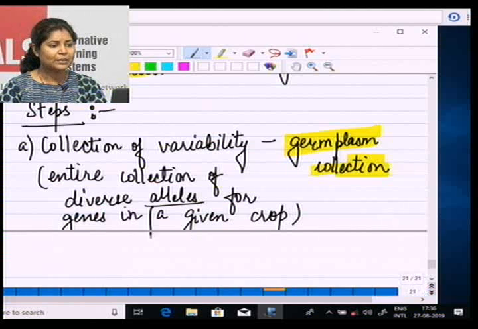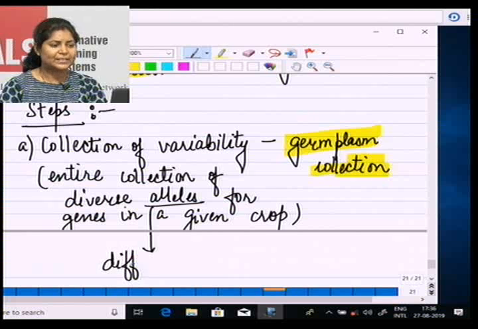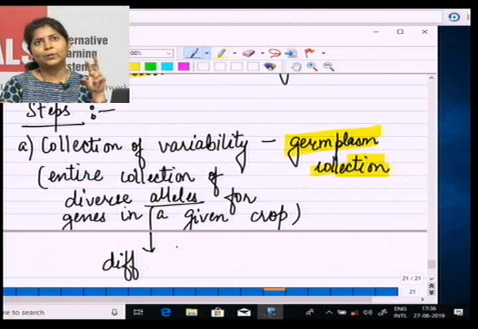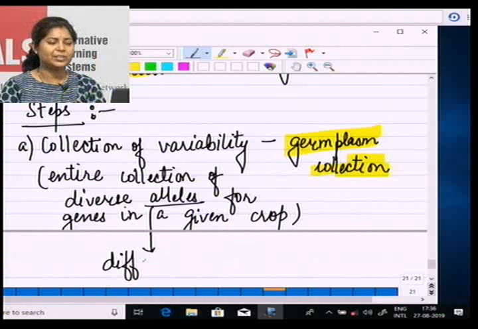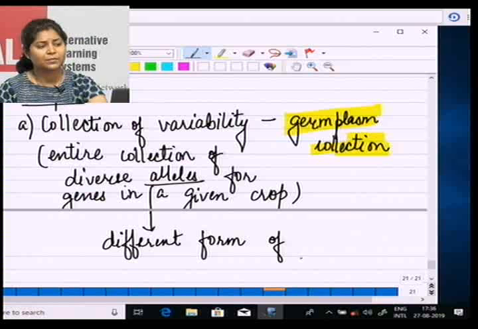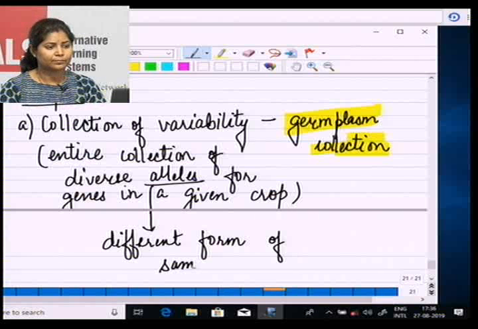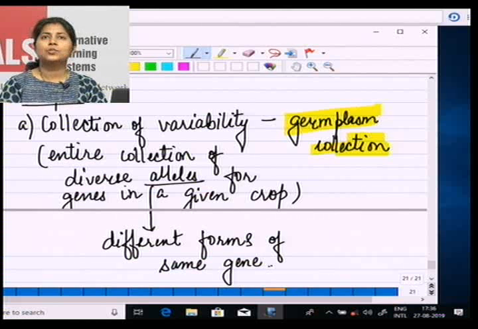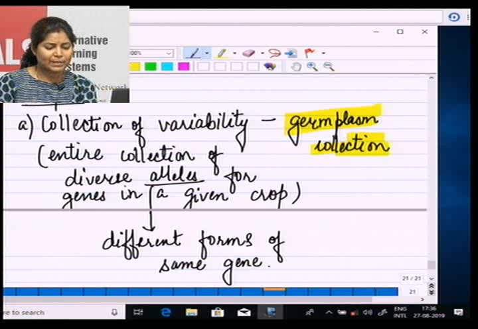What is an allele? Alleles are different forms of the same gene. So if it's the height gene, tall and dwarf are two alleles of the height gene. Yes, they are always present in homologous chromosomes. So different forms of the same gene are called alleles. Clear? So this was my first step.